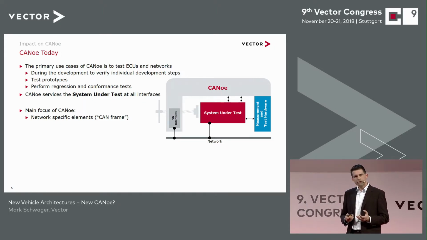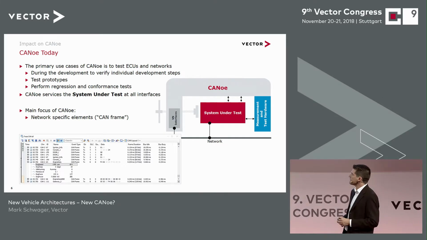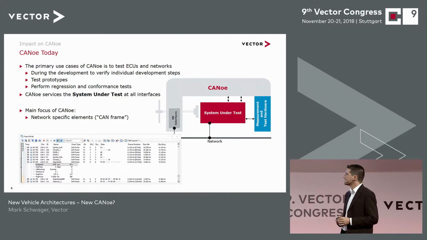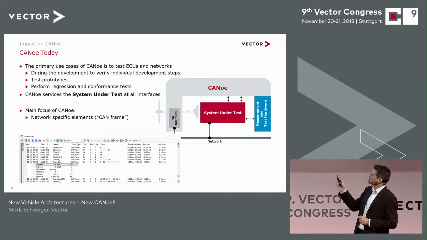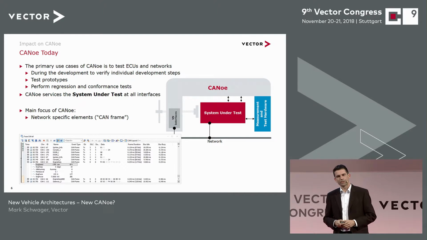The main focus is, of course, on network-specific elements. The buzzword here is CAN frame. I brought a trace window. It's small print. Probably can't see it in the last rows, but as Stefan said during the introduction, it really still is the bits and bytes.